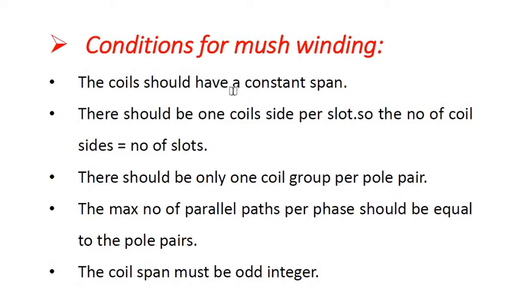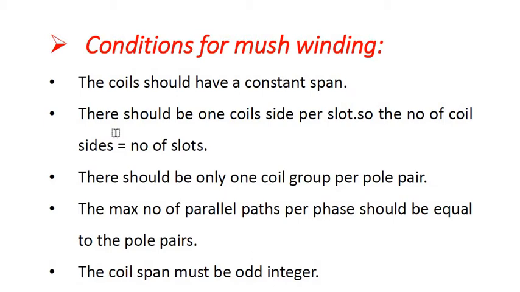First, the coil should have a constant span. Second, there should be one coil side per slot, so the number of coil sides is equal to the number of slots. In one slot only one conductor is there. So we can say that the number of coil sides or number of conductors is equal to the number of slots.